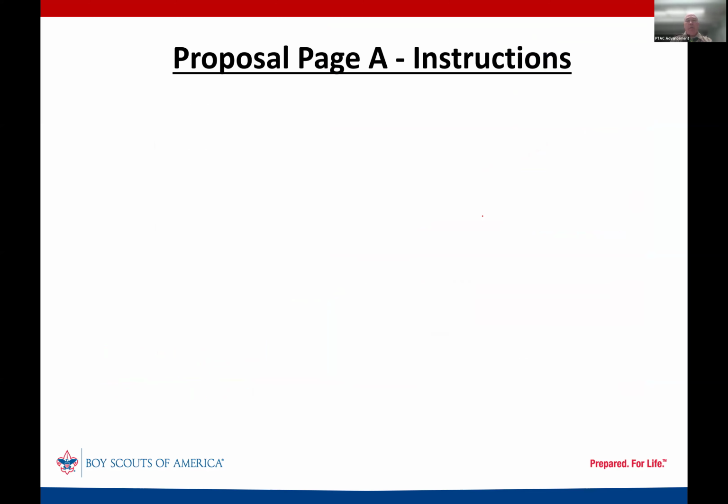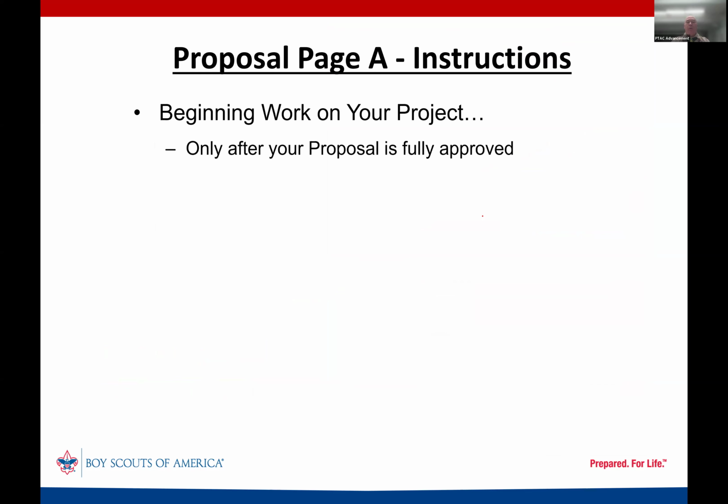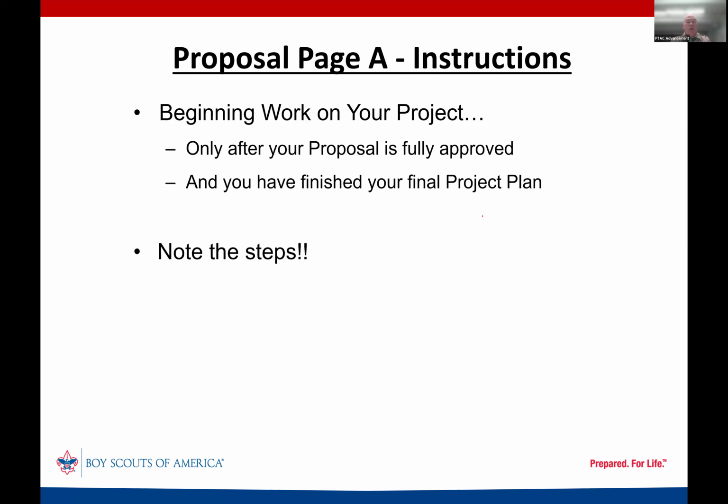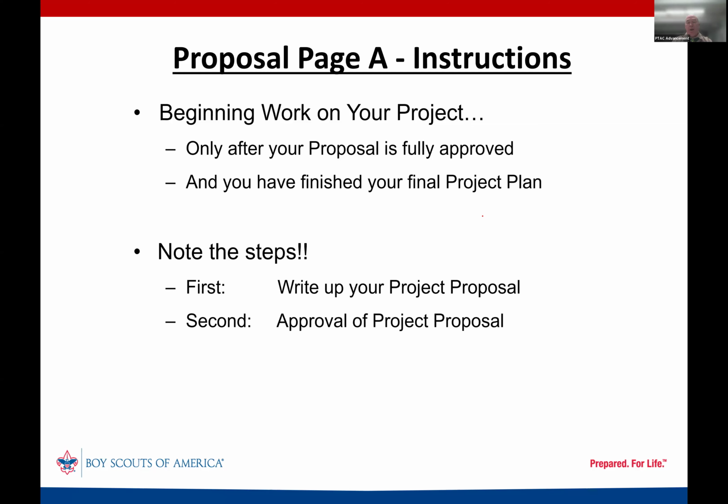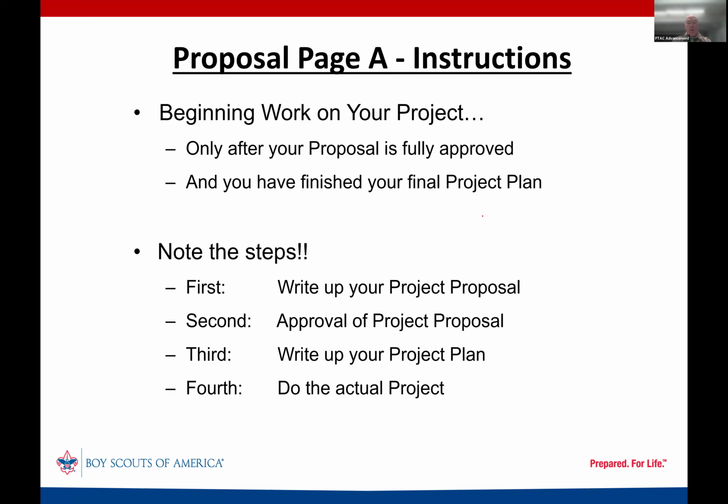All right. The next part that we want to look at talks about some instructions on how to work on your project. A couple things it mentions is that beginning the work on your project should only occur after the proposal has been fully approved and after you've finished your project plan. Note the steps they have in there. First, you're supposed to write up your proposal. Second, you're supposed to get it approved. Then you're supposed to write up your project plan. And fourth, this is the step where you do the project.